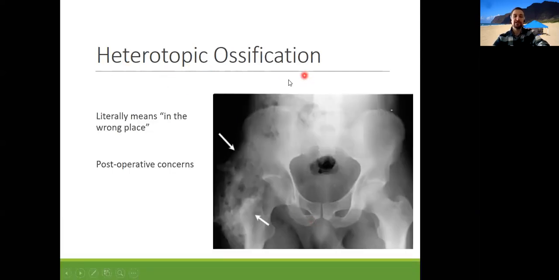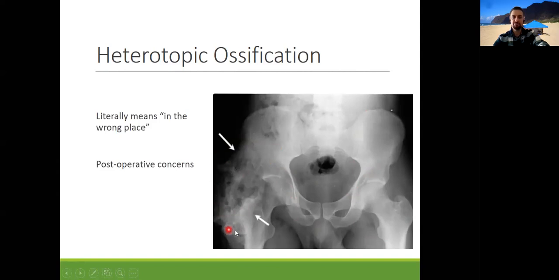Heterotopic ossification, it means in the wrong place. So usually this is after surgery. You can see a normal left hip, right? Patient's left hip looks very normal. If they had hip surgery and they weren't following their post-op guidelines and precautions, let's say they didn't move it at all, that bleeding in the area and that cellular waste needs to be reabsorbed.